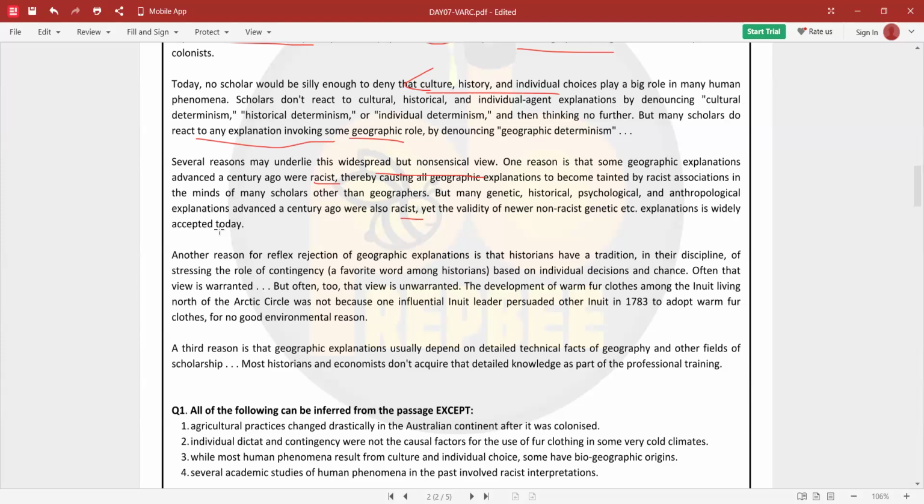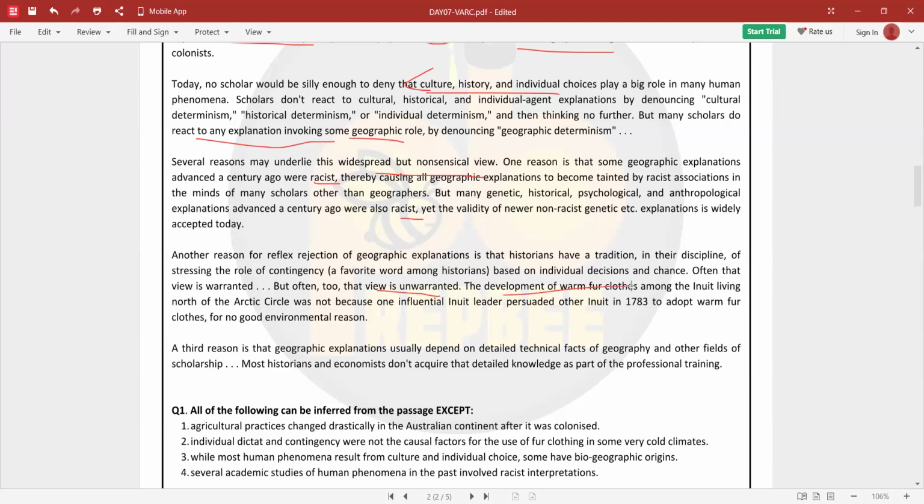Another reason for reflex rejection of geographic explanation is that historians have a tradition in their discipline of stressing the role of contingency, a favorite word among historians, based on individual decisions and chance. Often that view is warranted. Now, what the author is trying to say is that another reason scholars may reject geographic explanation is because history often emphasizes the role of chance and individual decisions. Right. But often too, this view is unwarranted.